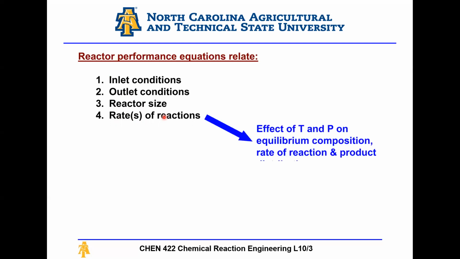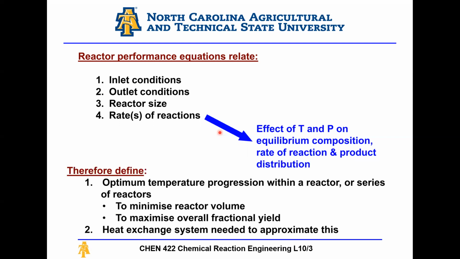So now we're going to start thinking about the effect of temperature and pressure on your equilibrium composition, your rate of reaction, and the product distribution. So what if I have a big temperature gradient between the start of the PFR and the end of the PFR? What if I have a jump in temperature within a CSTR, or within a batch reactor? How would this affect really your conversions? How would this affect your reactor performance?